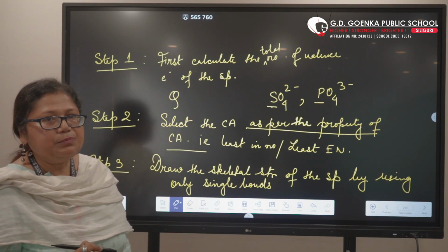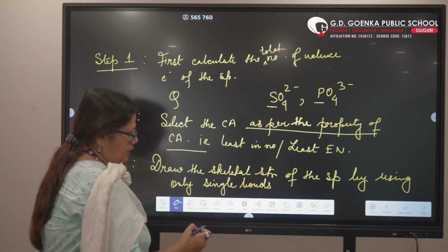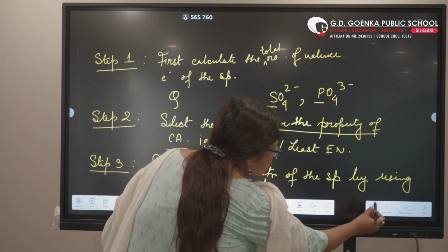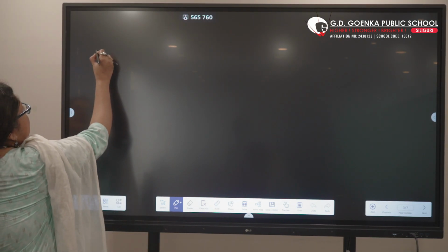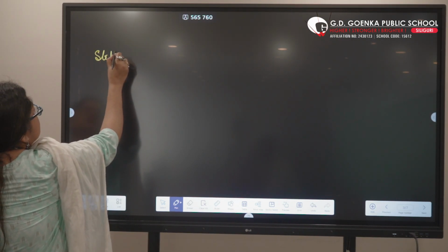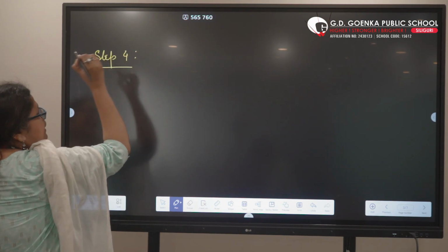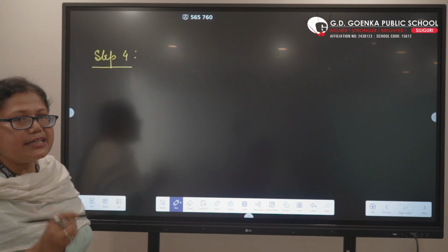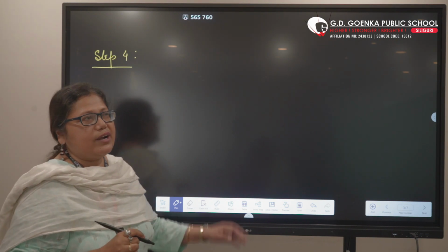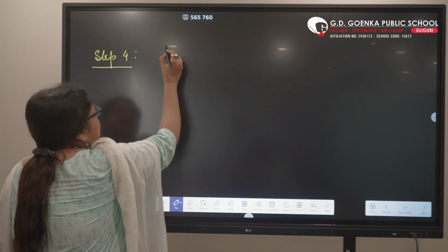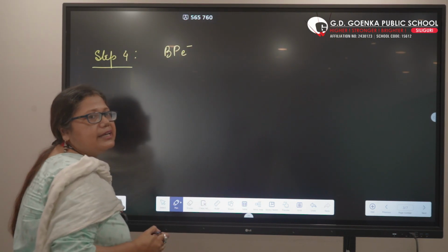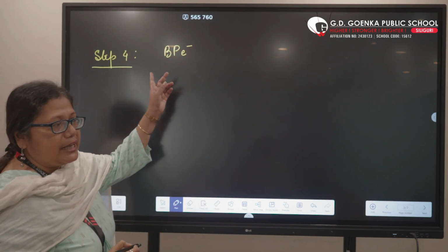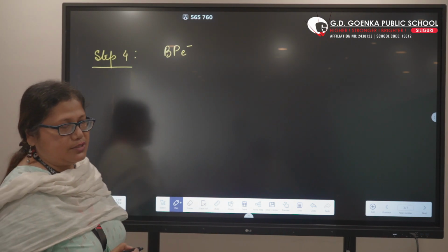Connecting the central atom with the corner atoms or terminal atoms, right? Then next, step 4. So we have drawn the skeletal structure of the species. Our next step is to calculate the bond pair electrons. From the skeletal structure, we are going to calculate the bond pair electrons.